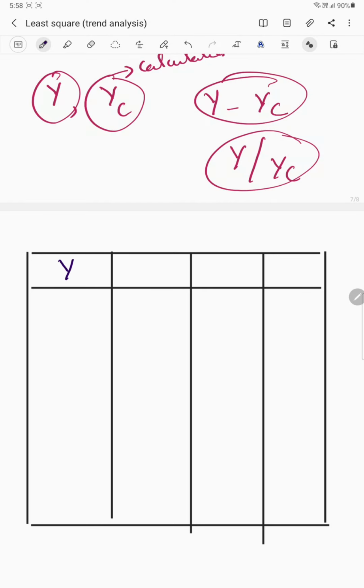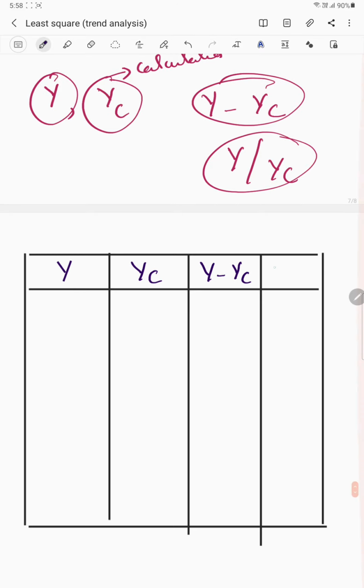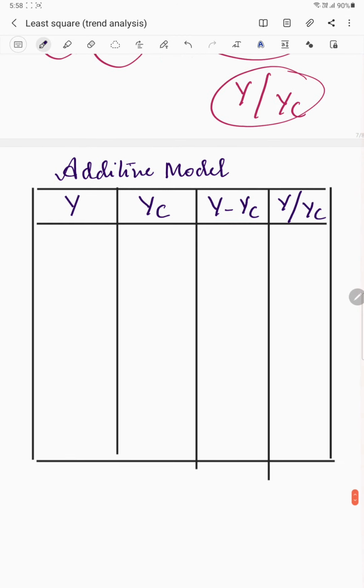So we have Y, then we have YC, Y minus YC, Y divided by YC. Okay, so this is how you eliminate trend using additive model.